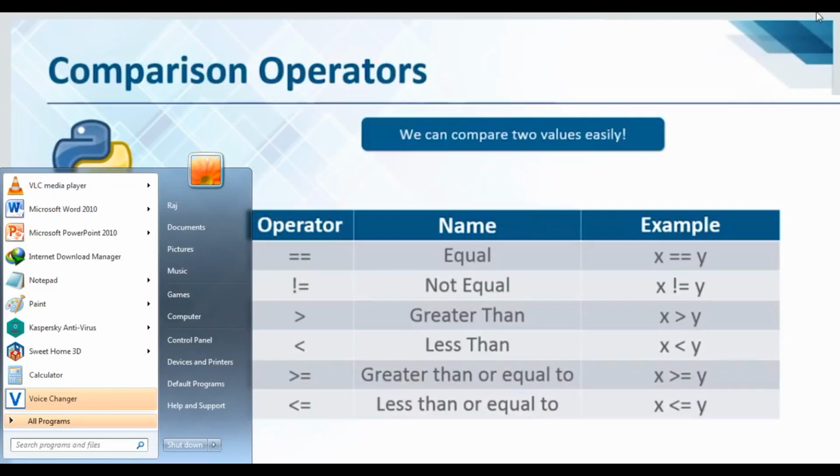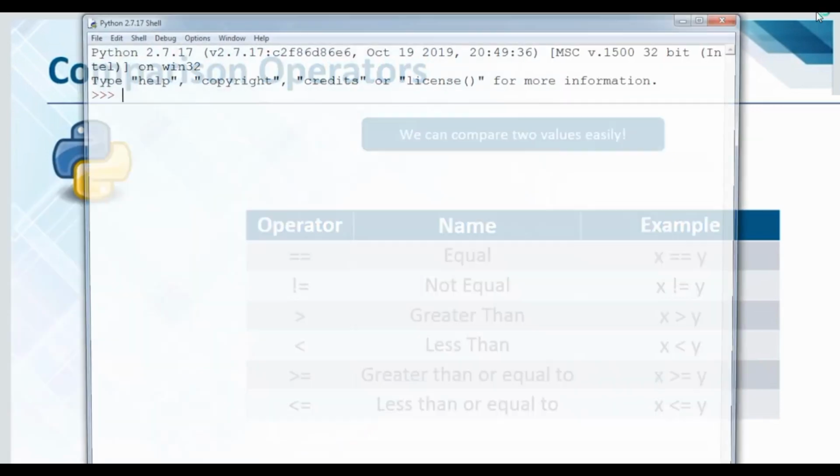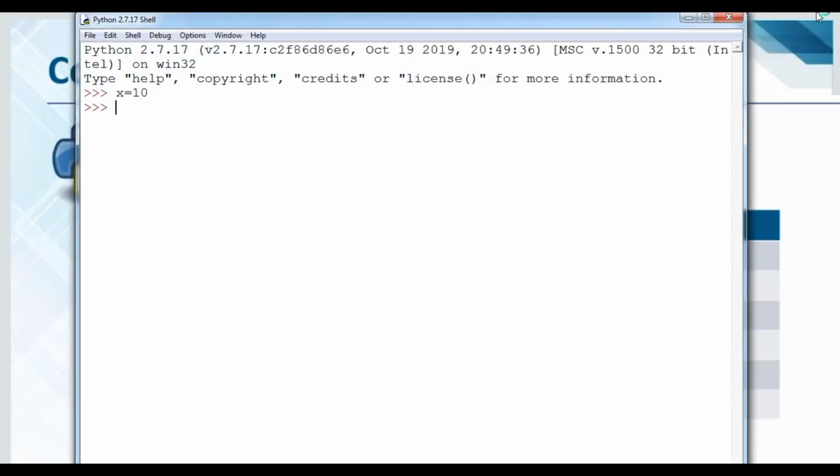Again in Python, here I will show you x equals 10, y equals also 10, and z equals 30. So z greater than x will be true, z greater than y, true, and x greater than y, false.